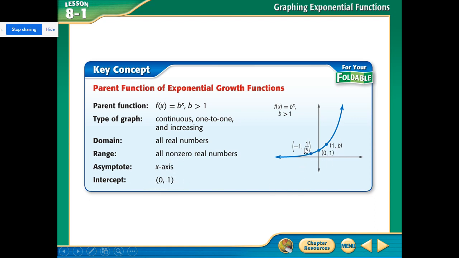Actually, these 3 points are very important. These will help us go ahead and graph our different equations as we're doing it. So we have negative 1, 1 over b, or in other words, the inverse of b. Remember, inverse is the reciprocal. We're flipping it. So negative 1, 1 over b. The next point is always 0, 1. And then the third point is 1, b, which is the base, again. So we have these 3 points, and these 3 points are going to help us always do our graph. So remember those 3 combinations: negative 1, 1 over b; 0, 1; and 1, b.